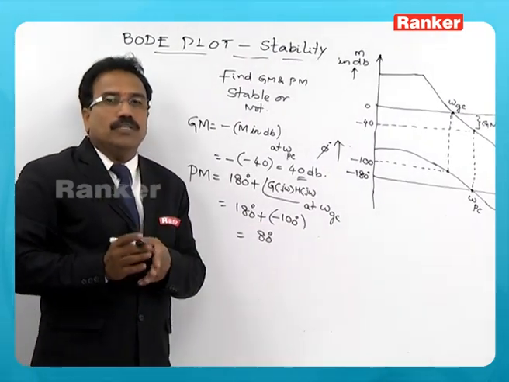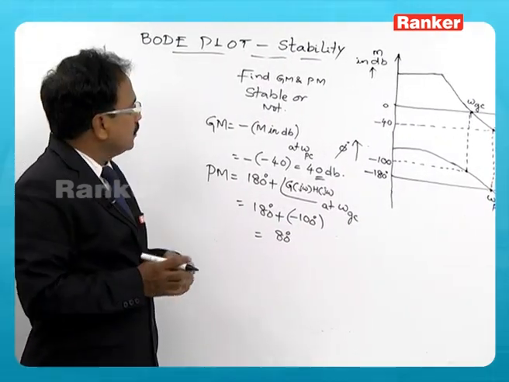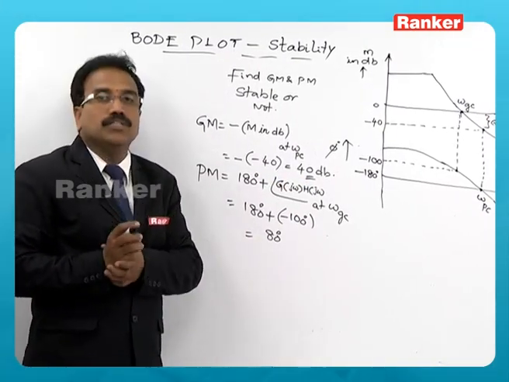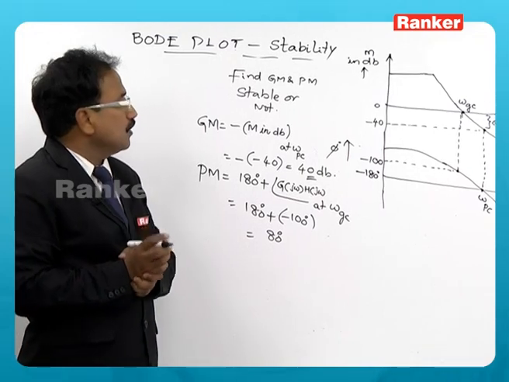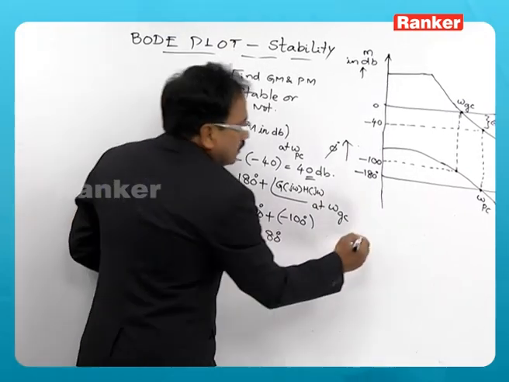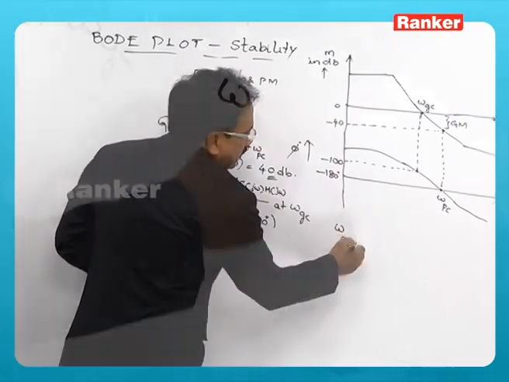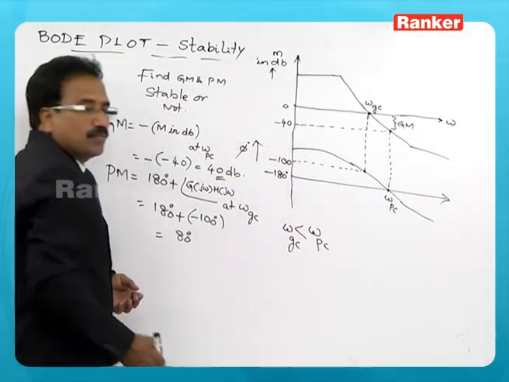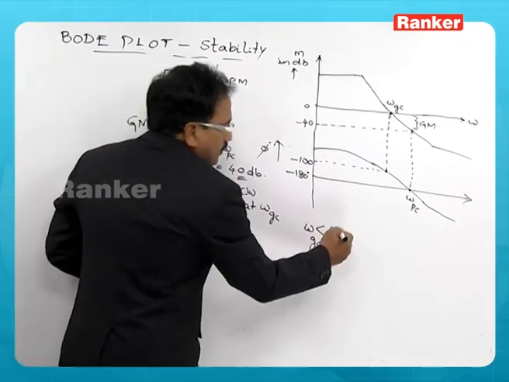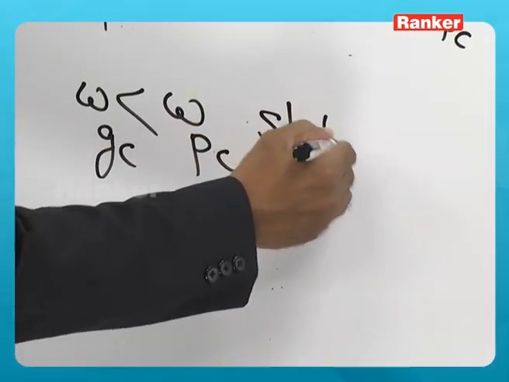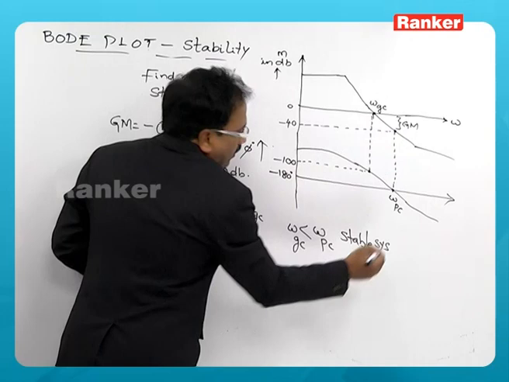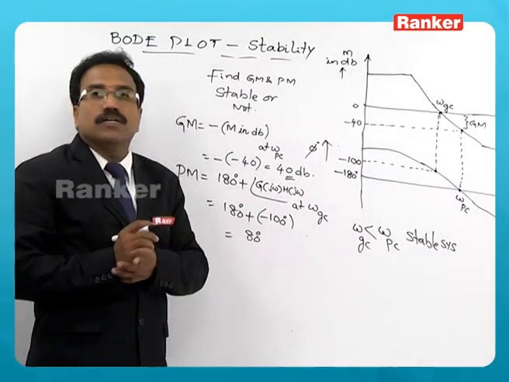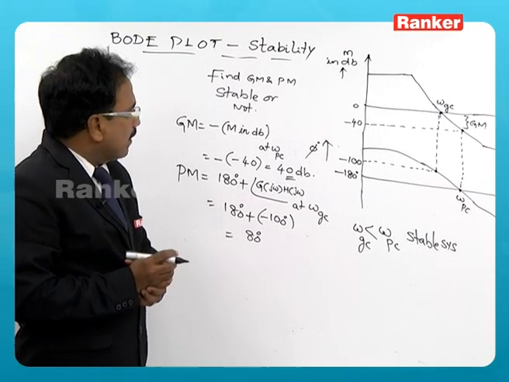So, both have positive values. Gain margin is 40 dB and phase margin is 80 degrees. Both are positive because the value of omega gc is less than omega pc. This is the requirement for a stable system. I can say that the system is stable for this particular function.